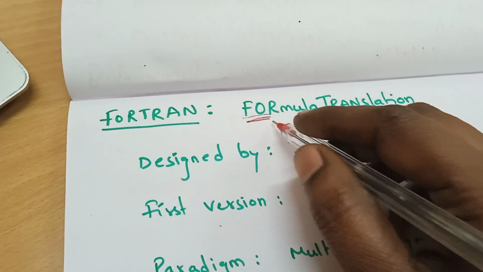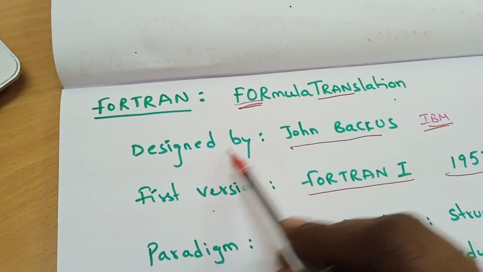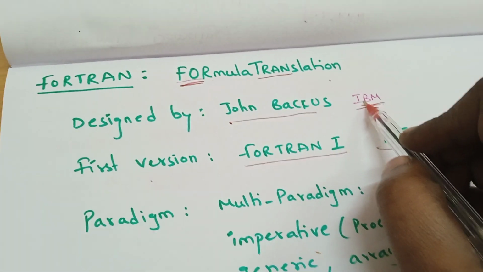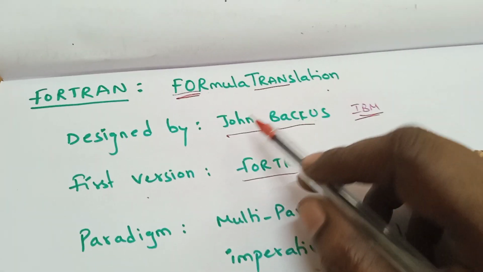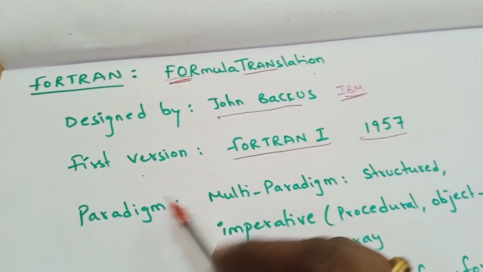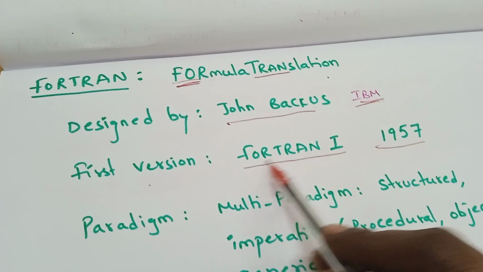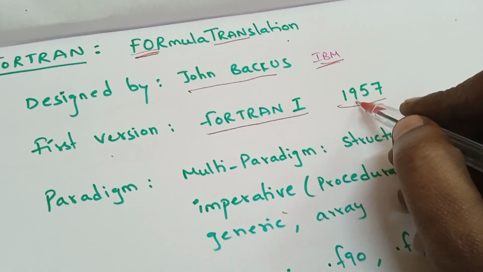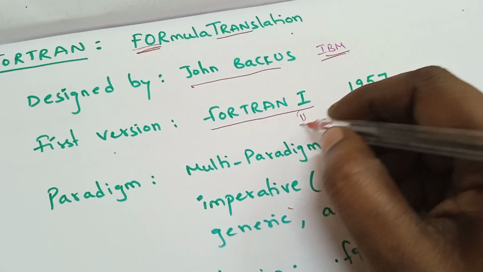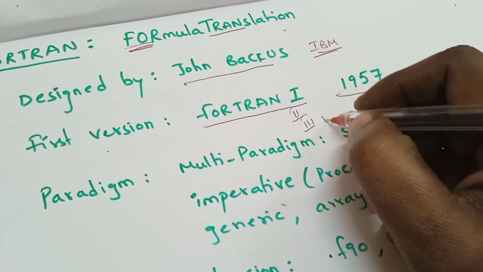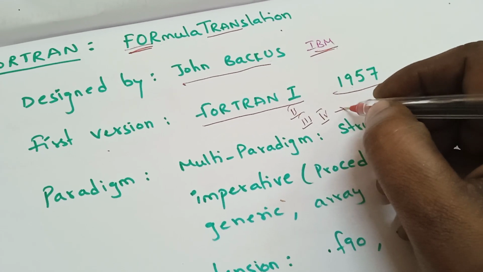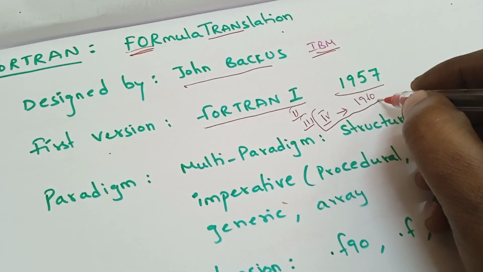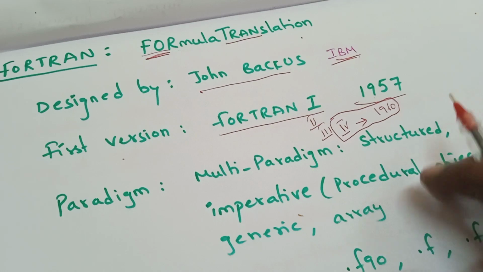FORTRAN basically stands for Formula Translation, and it was designed by John Backus at IBM, because he was working for this company when he started developing the FORTRAN programming language. The first version is FORTRAN 1, from 1957. The next versions are FORTRAN 2, FORTRAN 3, and FORTRAN 4, which was released in 1960. So we call FORTRAN 4 the standard version of FORTRAN.